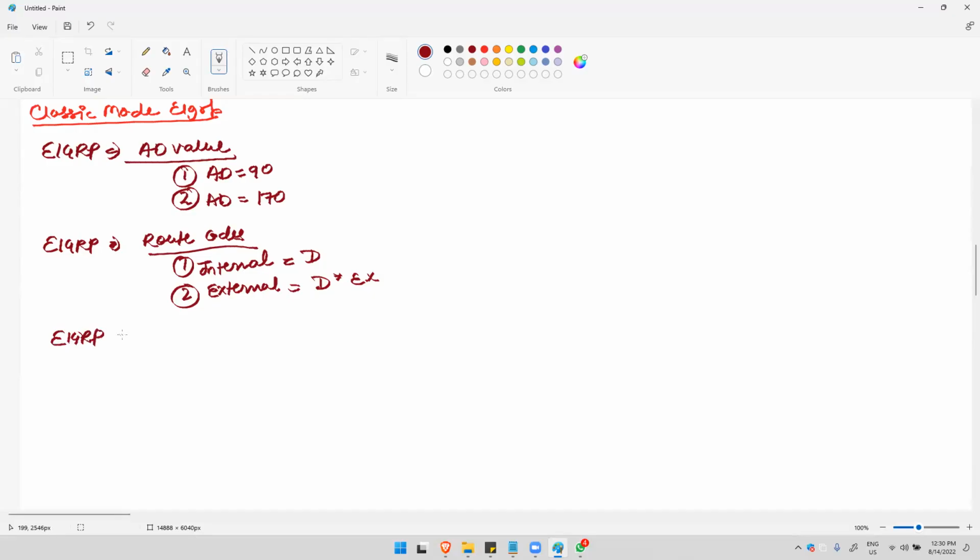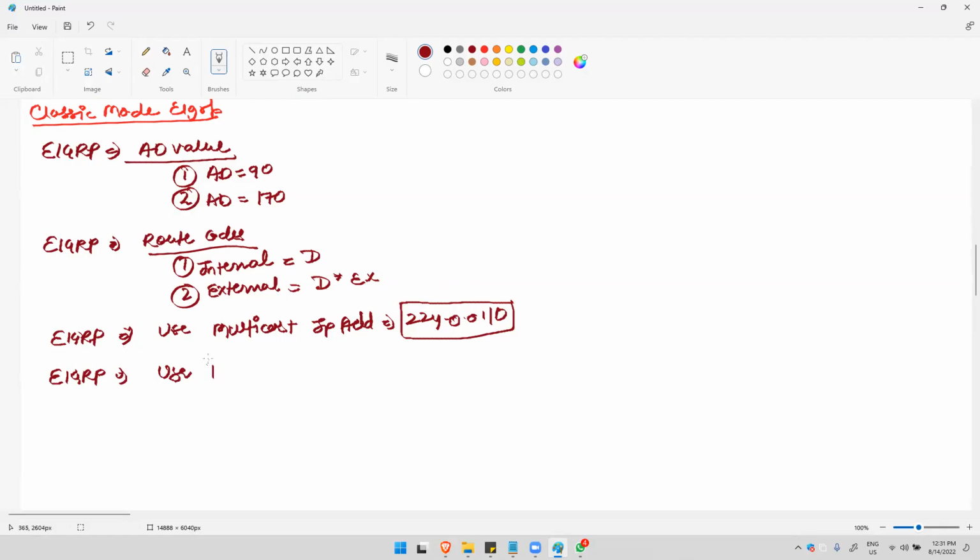Now, EIGRP uses a multicast IP address. Which one? 224.0.0.10. Because 9 is for RIP, na? Yeah. EIGRP.